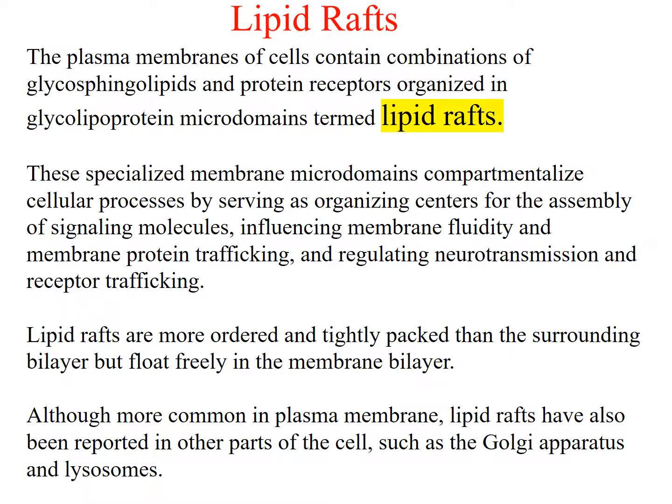But it turns out that there are specialized regions of our plasma membrane and other lipid membranes that surround organelles that have specialized function and structure. They call these microdomains, and they're also known as lipid rafts. If you think of the ocean as the plasma membrane, it's really the ocean with islands, and those islands are the lipid rafts.